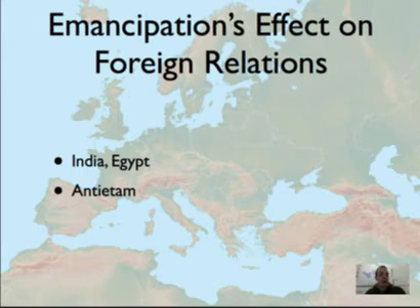But emancipation also has a big effect on foreign relations. The Emancipation Proclamation makes ending slavery a goal for the North, and that was very popular with the British working class people. And what that means is, unless they really want to anger everyone in Britain, the British government cannot support the pro-slavery South.